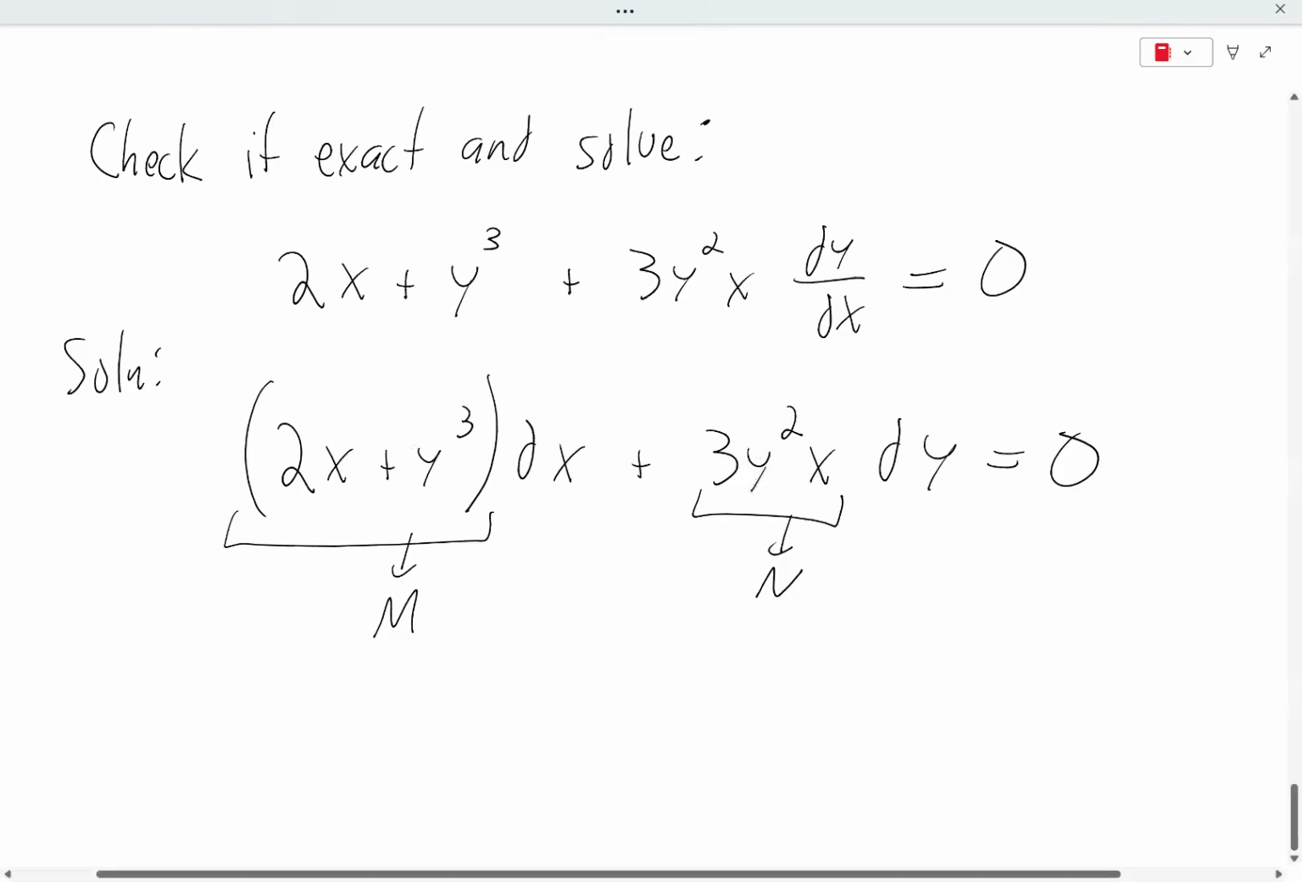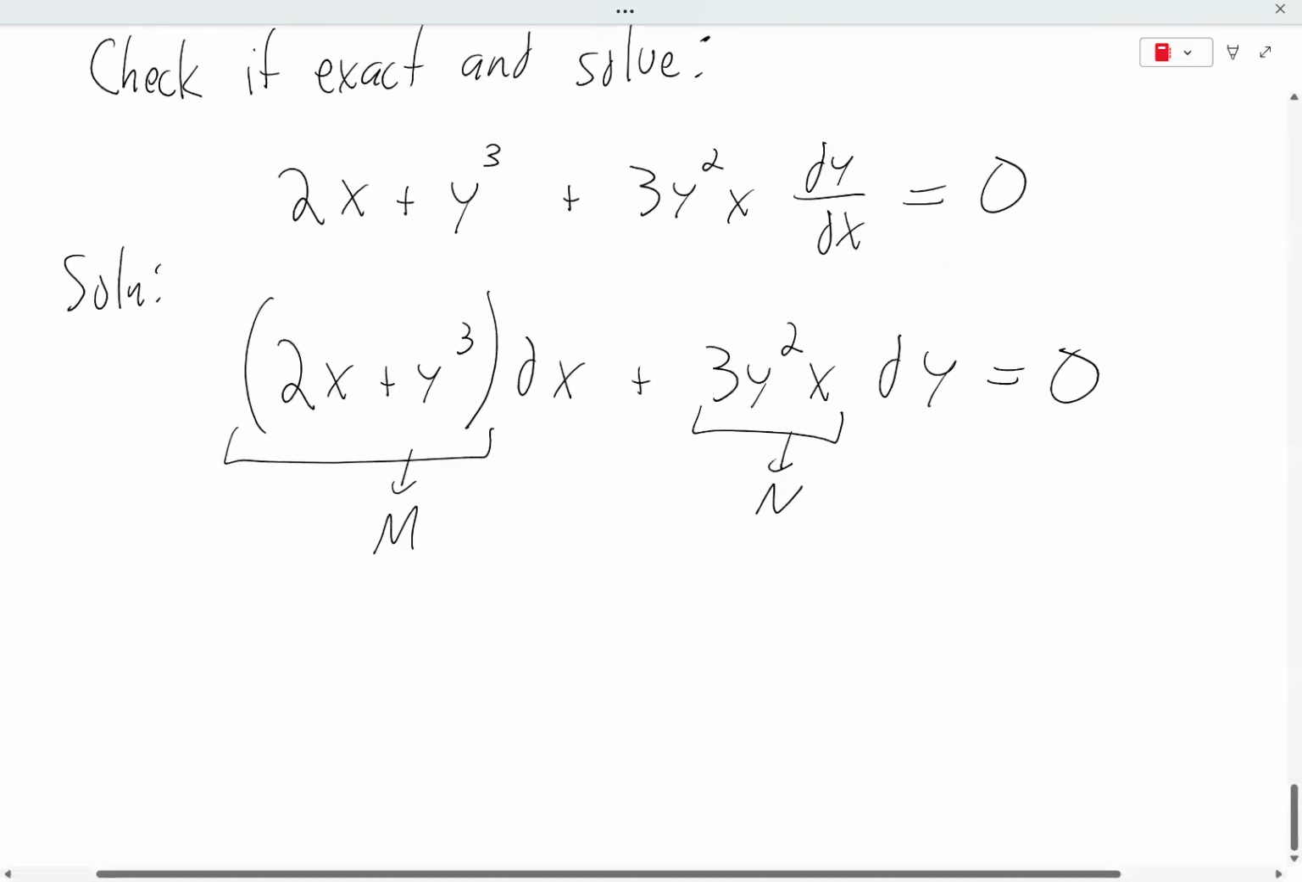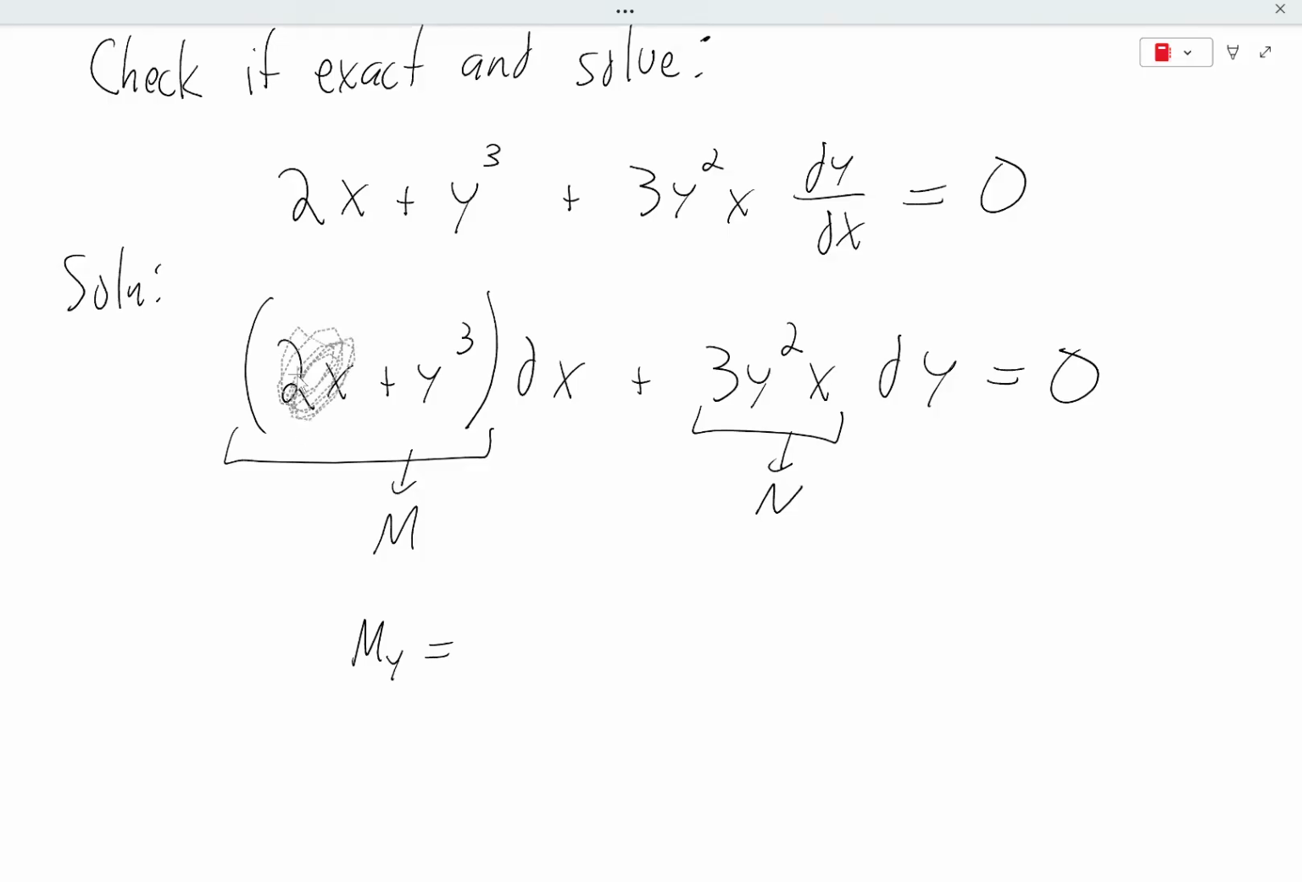But to see if it's exact or not, what you do here, you find M sub y. Let's find M sub y here. What is that? The partial with respect to y, 3y squared. The 2x will drop because it's constant. That's why I was confused. Okay, that'll drop off because it's a constant, right? Because you take the partial with respect to y, that's 3y squared. Okay, so that's that one.